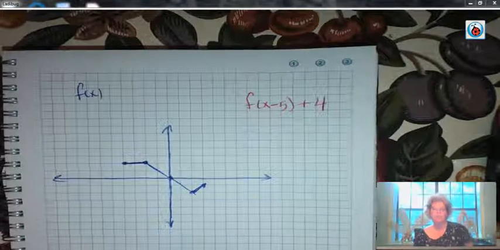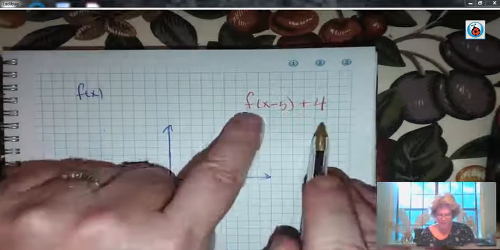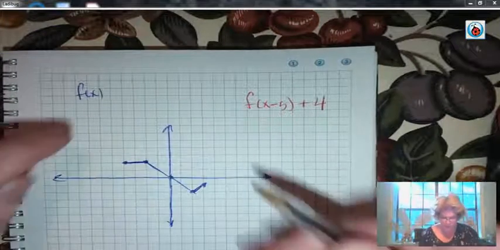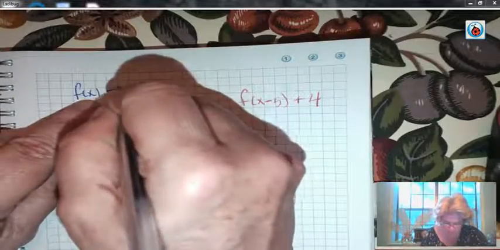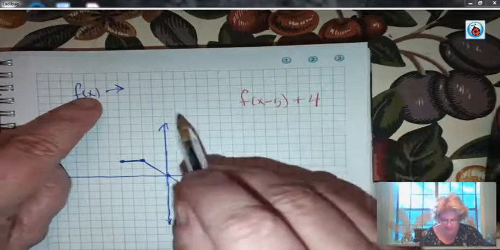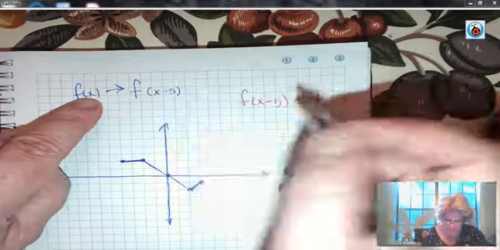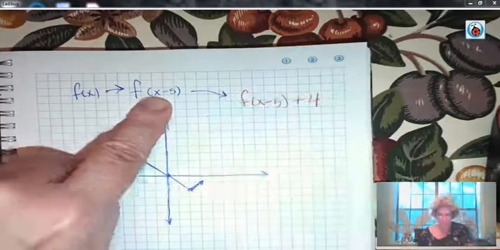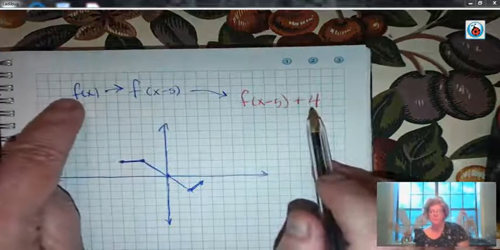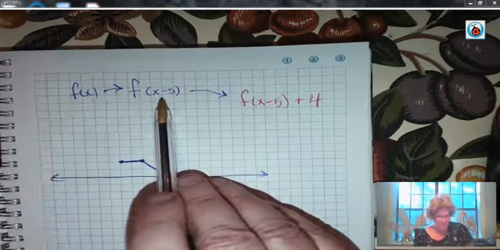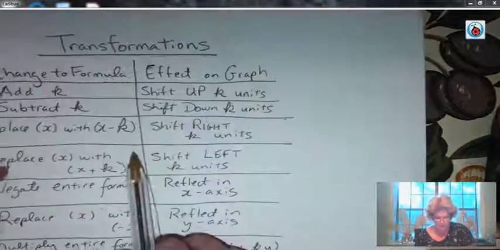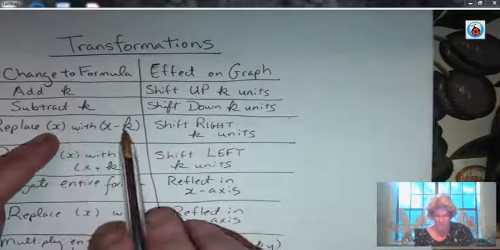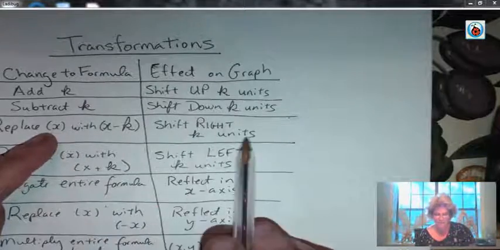Okay, how do we get there? We have to turn this into this. So I could replace the x in here with x minus 5. And then I could take this one and add 4 to it. And that would get me there. So to go from here to here, what do I have to do? I've replaced the x with x minus 5, so we shift right 5 units.